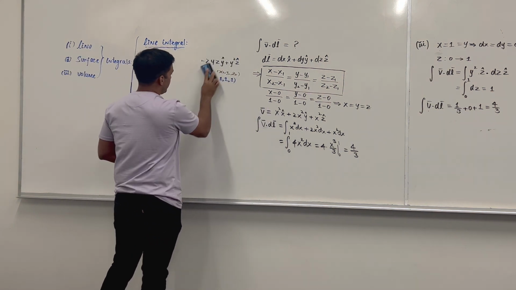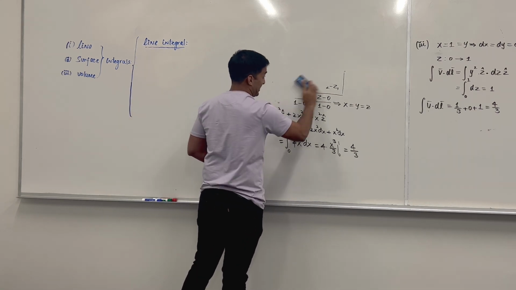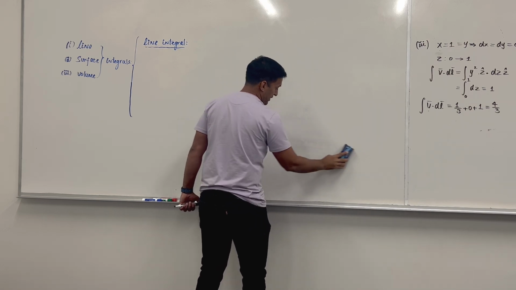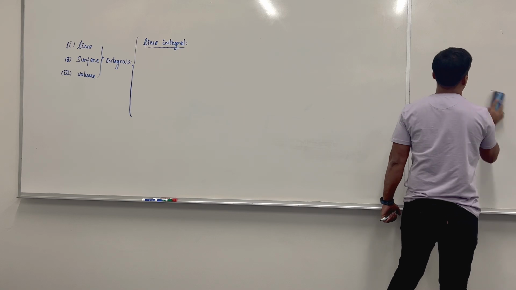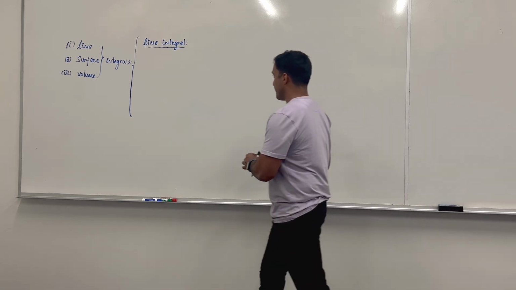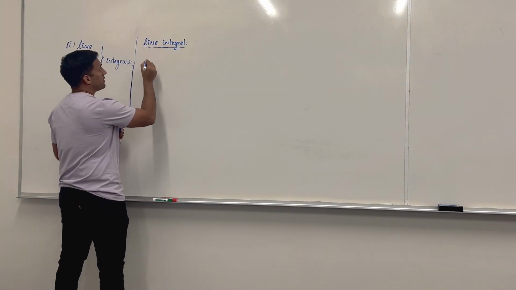So let me erase all of this and let's move to the second one, the surface integral. And the surface integral is interesting. It's also related to another term which gives us the divergence theorem. So let's take a cube.